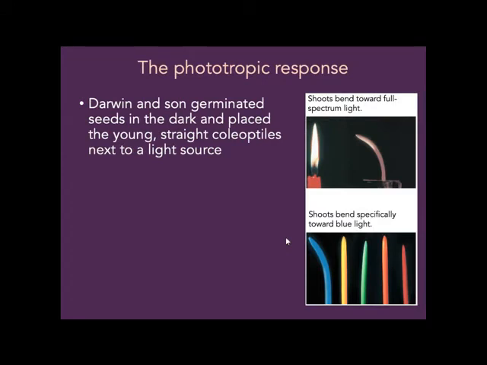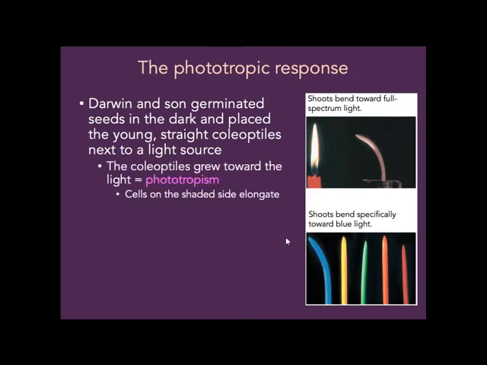All right, so the first response we're going to look at that plants do is the phototropic response. And actually, some of the earliest work on this comes from Darwin and his kid. So they did a father and son project in which they germinated seeds in the dark and then placed the young straight coleoptiles, so coleoptiles are those growing shoots of the plant, next to a light source. And so the coleoptiles grew towards the light, so that's phototropism, right? So it's just a plain coleoptile, the light's here, it grows in this direction.